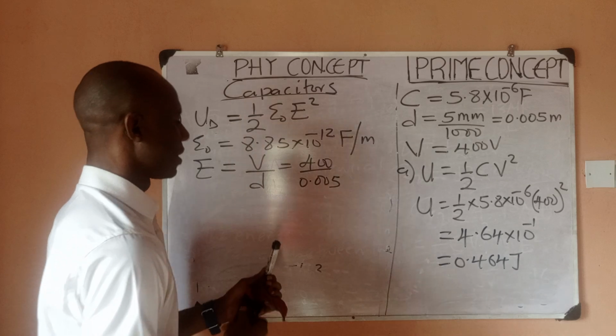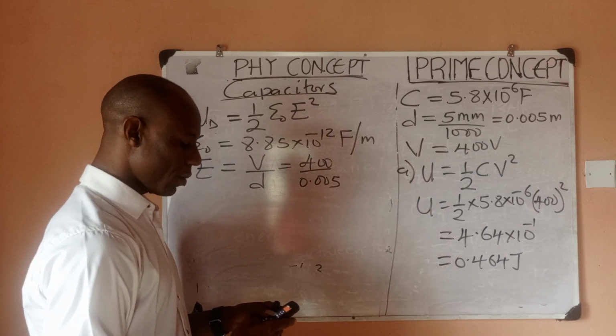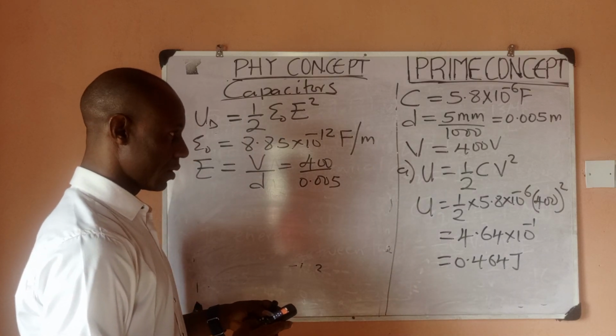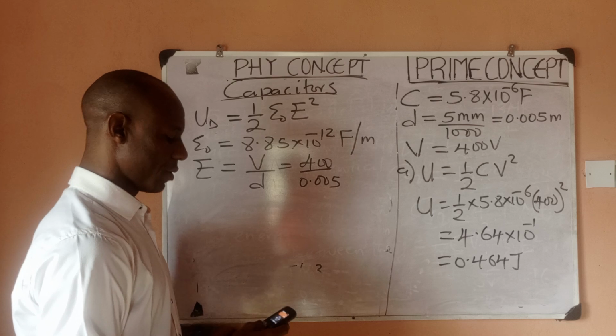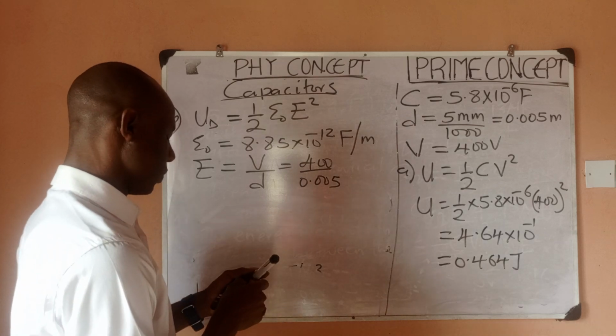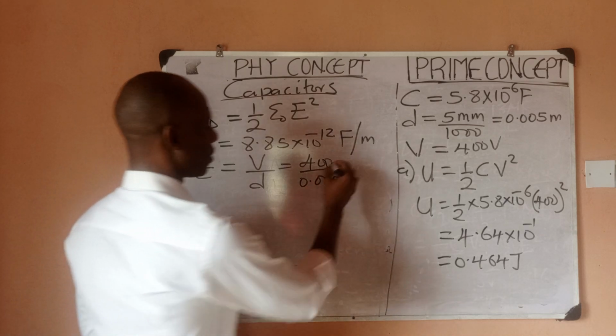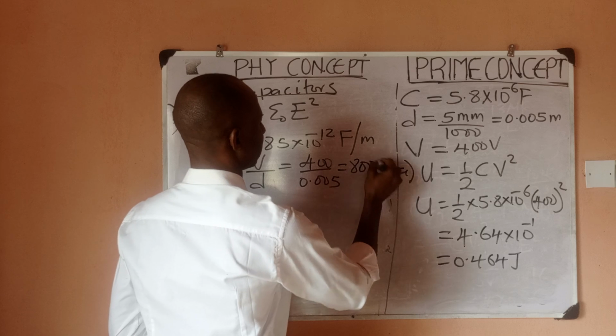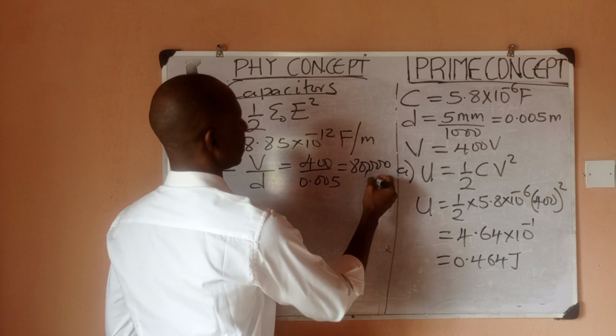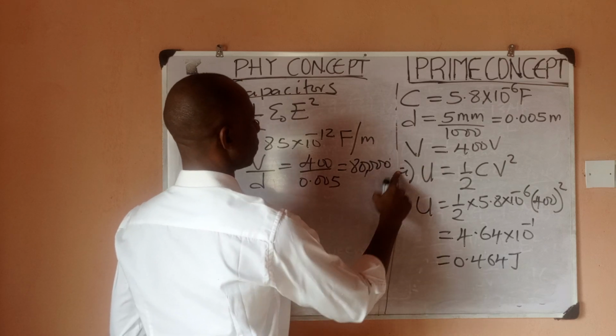So if I divide this, 400 by 0.005, this would give me 80,000 volts per meter.